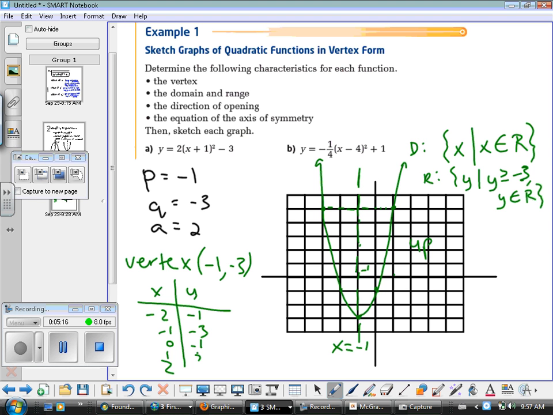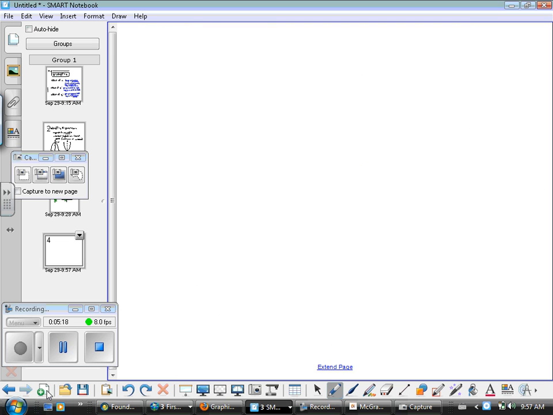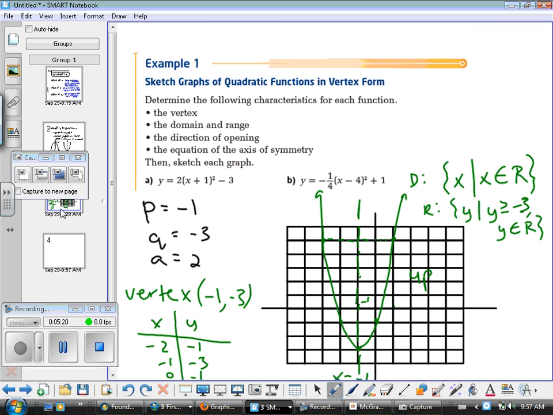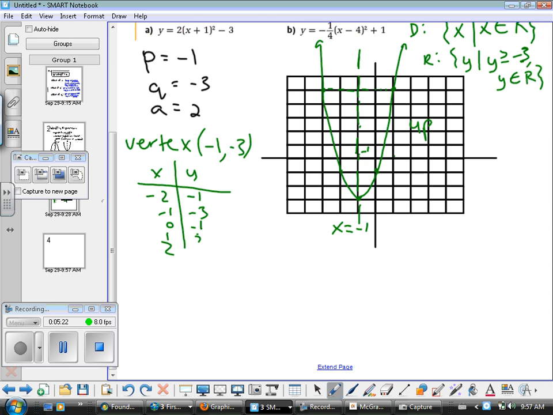Okay. Let's try our second one. So our second one is going to be y equals -1/4 (x - 4) squared plus 1. Okay, so our p value is 4, the q value is 1, and a is -1/4. So it's going to be a little wide, and it's going to open down. Okay, so again, I guess I'll just get myself a piece of graph paper.